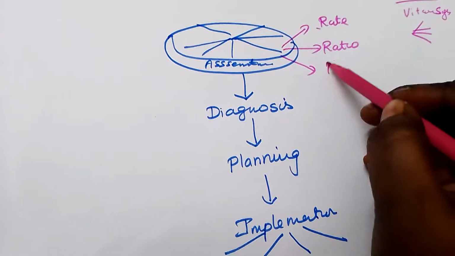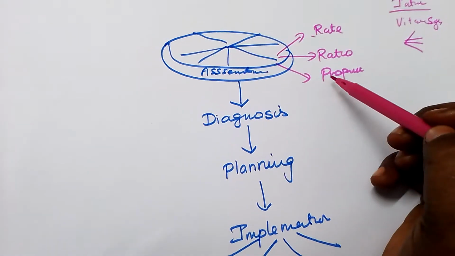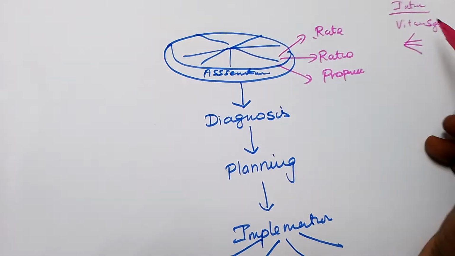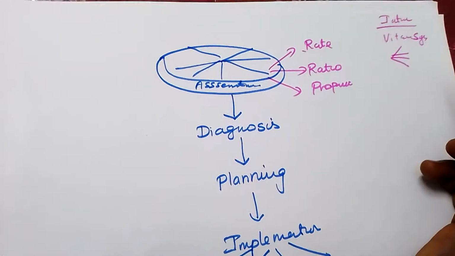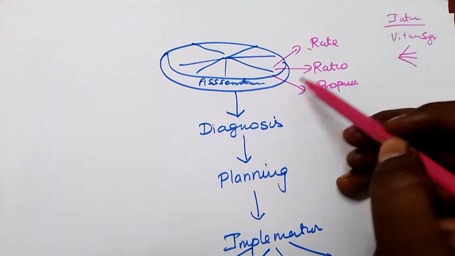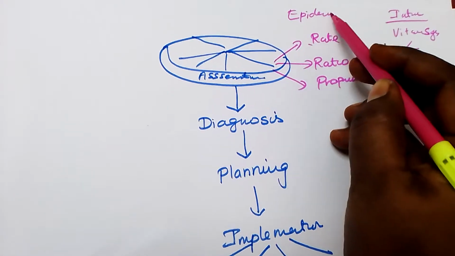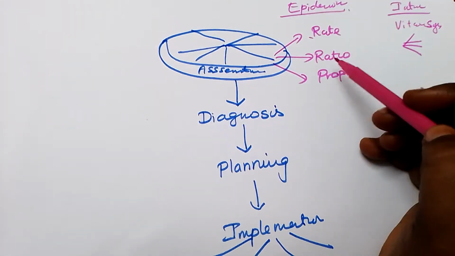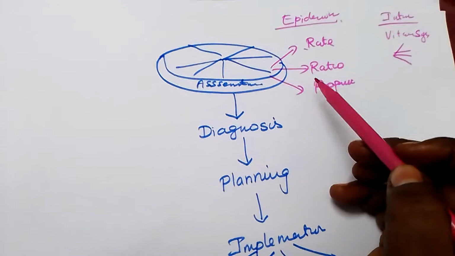Rate, ratio and proportion. So who is going to do this rate, ratio and proportion? The individual health is assessed by the doctors or nurses. Here the community health is assessed by the epidemiologist. Okay, this is what the epidemiologist will be assessing. So how are they going to assess it?